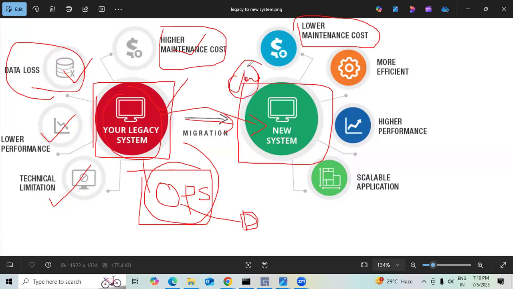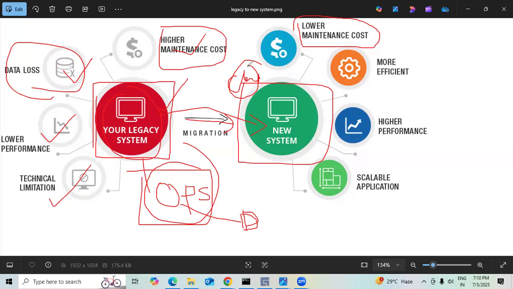The cloud service provider can be anything, right? It can be AWS, Azure, IBM, or Google Cloud. It can be any cloud service provider. When we are moving towards new cloud systems, it lowers the maintenance cost. That is point number one, because maintenance costs will come lower. That is one advantage you will see, right? You can reduce the maintenance cost because there is no infrastructure.